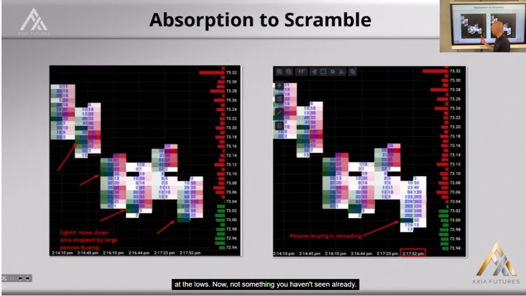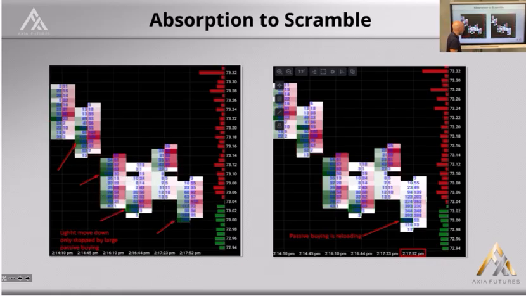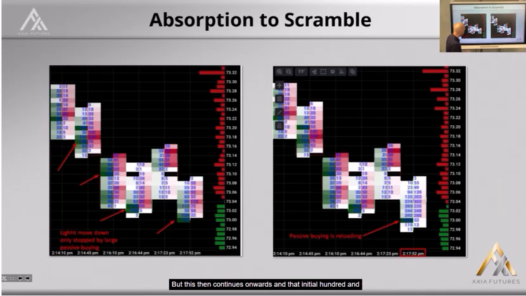Now, not something you haven't seen already. You've seen some reasonable chunks of absorption already on the way down. And again, a few hundreds sitting down at lows, nothing to be overly fussed by. That's just the way it's trading. You get lots of people just keep on buying down at lows. That's fine. But this then continues onwards.